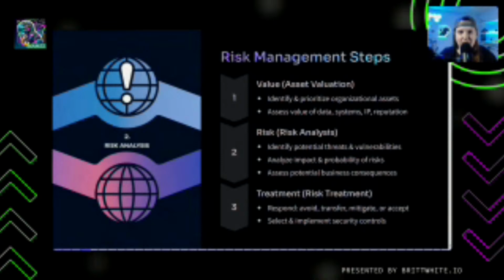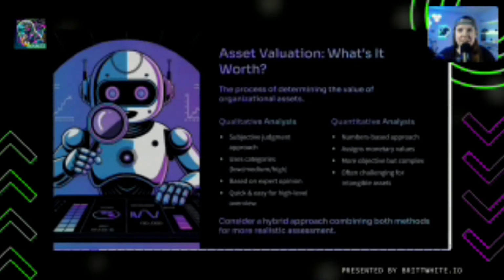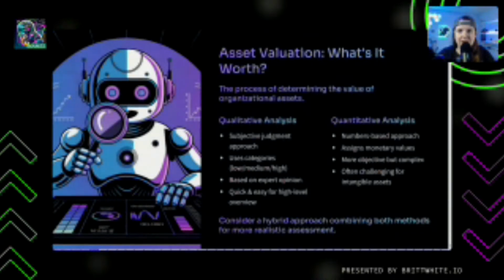Let's look into asset valuation a bit further. This initial step, determining the value of your assets, is absolutely foundational to effective risk management. We primarily use two approaches for asset valuation. Qualitative analysis is the subjective judgment approach. We use descriptive categories like low, medium, or high value. It's based on expert opinion and business context, without assigning hard dollar values. It's quick and relatively easy, great for a high-level overview and relative ranking.